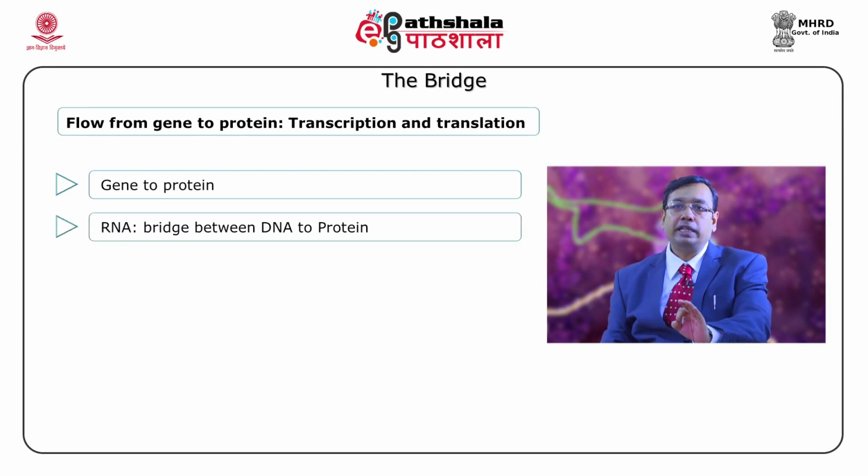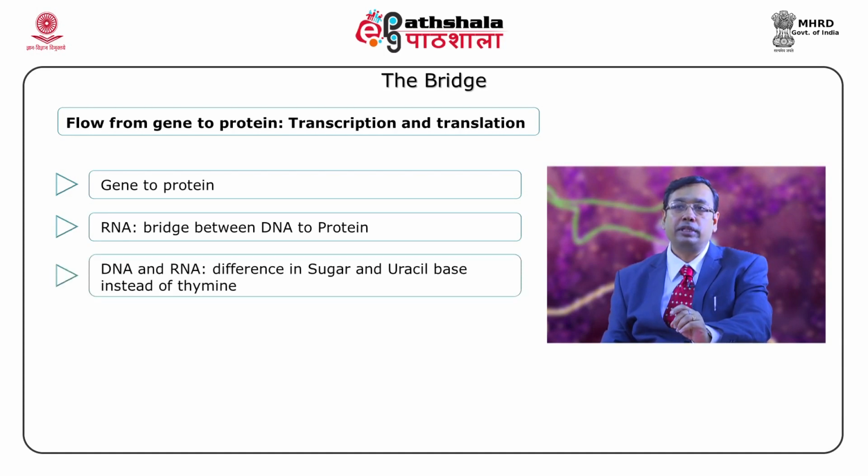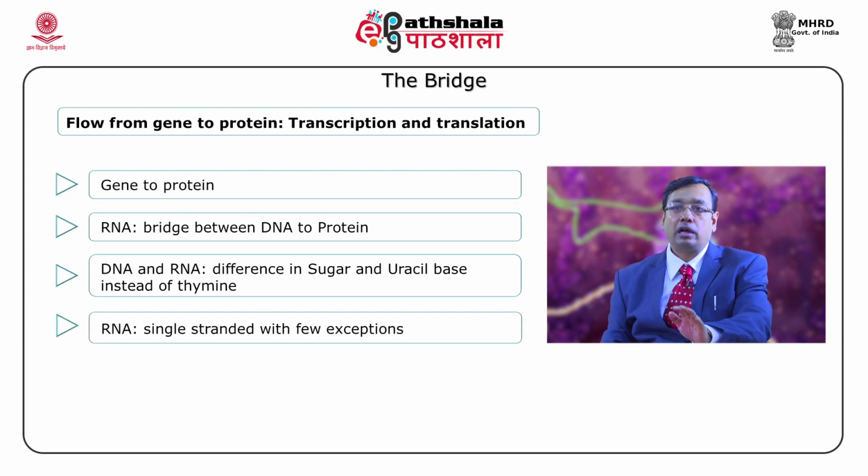The bridge between DNA and protein synthesis is RNA, which is the messenger RNA, and RNA is chemically similar to DNA except for the uracil base, because thymine is absent in RNA. An RNA molecule is usually single-stranded in structure. However, there are exceptions where you can find double-stranded RNA as well.